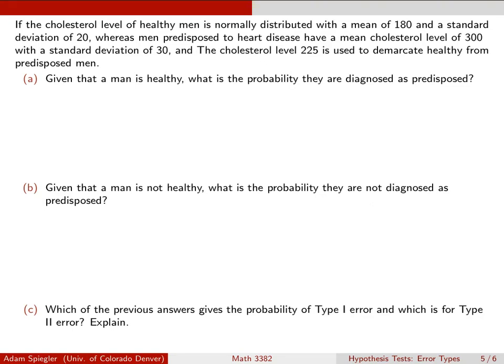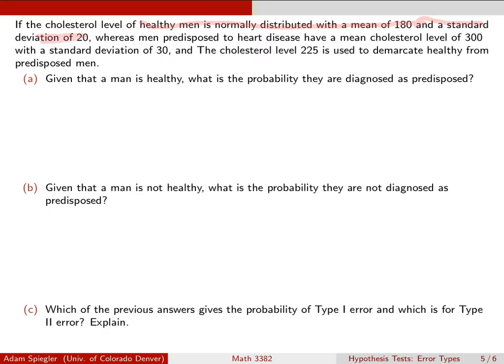Okay, so in this example, let's calculate some probabilities about when we might make mistakes and then see which of these probabilities we could attribute to which type of error. The situation I want to look at here is a cholesterol level test. Let's say for men that have a healthy cholesterol level, we know that the population cholesterol level has a mean of 180 and a standard deviation of, excuse me, 20.